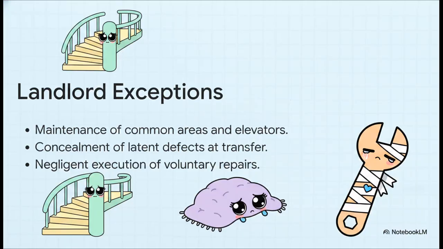Because the tenant is the one in possession, landlords are actually incredibly insulated from liability. For your exams, you must know that a landlord is generally not liable unless they trigger one of these highly specific exceptions. If an injury happens in a common stairwell, or because of a hidden defect the landlord actively covered up before the lease started, or maybe because the landlord did a terrible job fixing something they volunteered to fix, then, and only then, is the landlord on the hook.